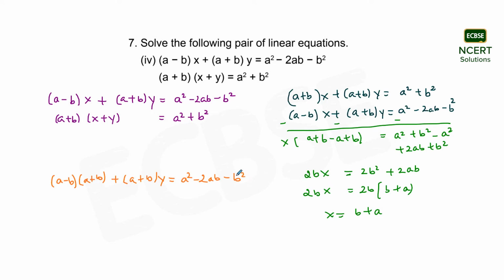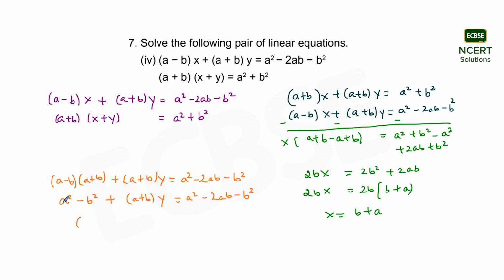Now if I see the term (a plus b) into (a minus b), I can easily apply the identity over here, that is a square minus b square is equal to (a minus b) into (a plus b). So using that identity here, it will be a square minus b square plus (a plus b) into y, which is equal to a square minus 2ab minus b square.